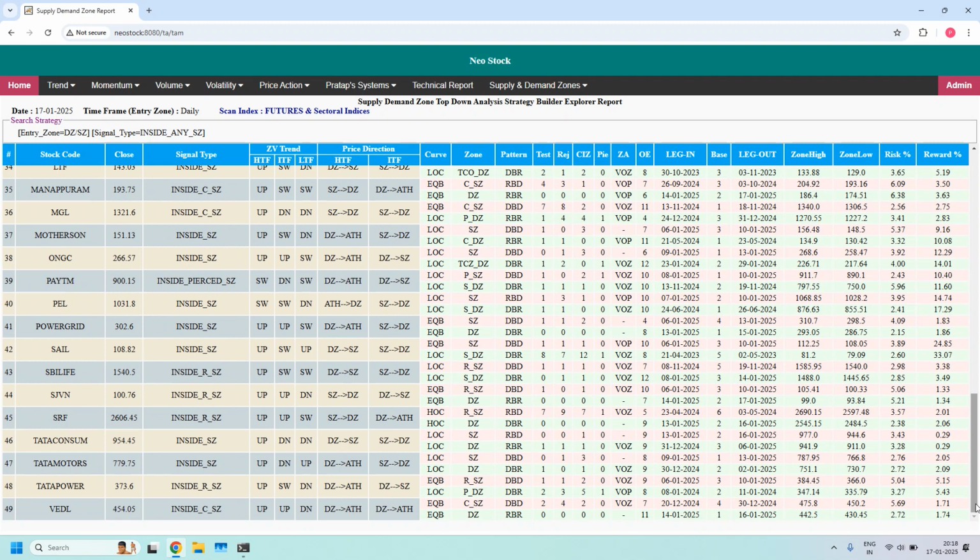So total 49 stocks are filtered where price closed inside the daily supply zone. And we can further filter this list based on the daily EMA confluence: supply zone having daily EMA confluence.